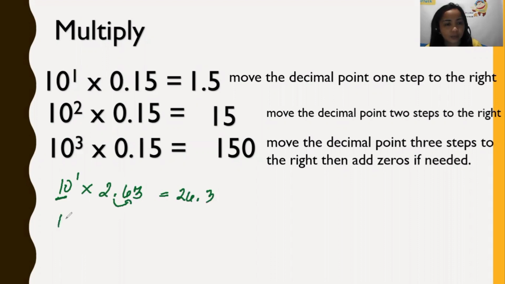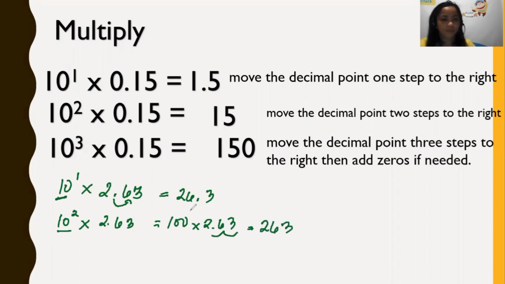Then we have 10 squared times 2 and 63 hundredths. So this means 100. That means 100 times 2 and 63 hundredths. So we just move 2 places, 1, 2. The answer is 263. And then we have 10 cubed times 2 and 63 hundredths.